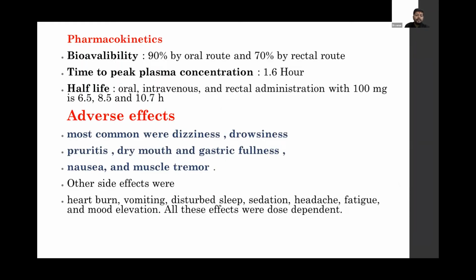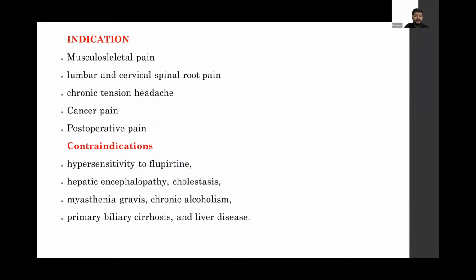Pharmacokinetics: bioavailability is 90% by oral route and 75% by the rectal route. Peak plasma concentration is within 1.6 hours, and half-life for oral, IV, and rectal administration of 100 milligram is 6.5, 8.5, and 10.7 hours. Adverse effects are most common with dizziness, drowsiness, pruritus, dry mouth, gastric fullness, nausea, and muscle tremor, and other side effects including heartburn, vomiting, disturbed sleep, etc.